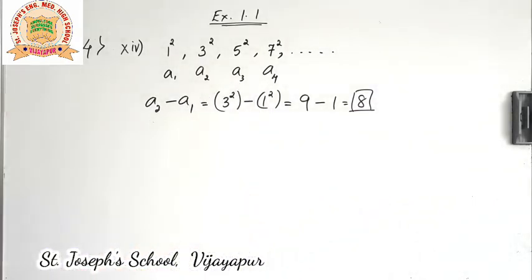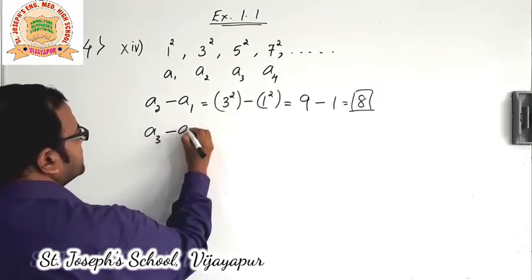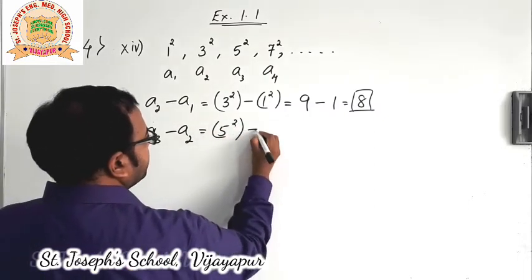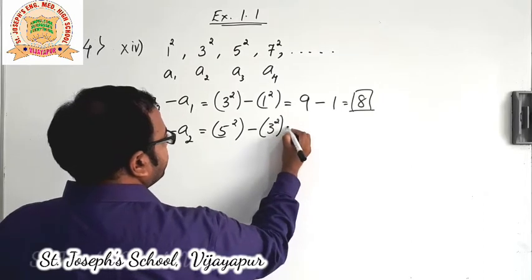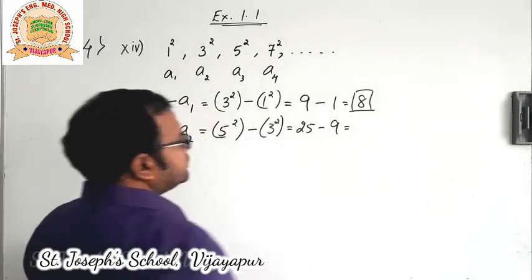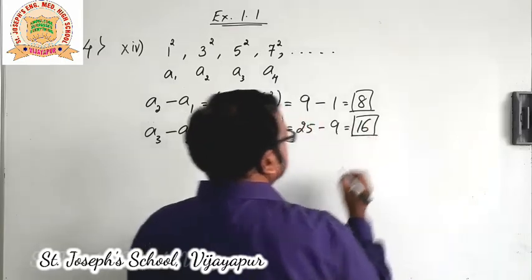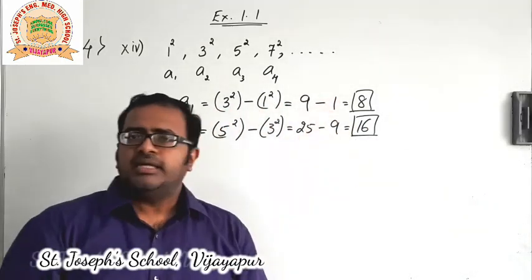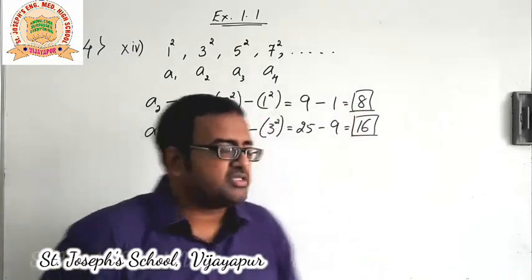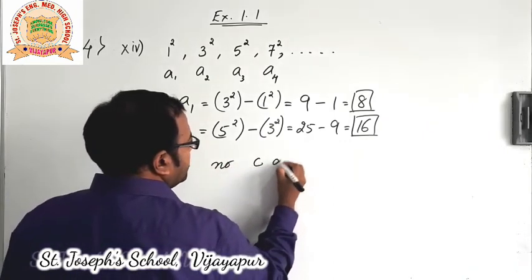Let's find the difference between the next two consecutive terms, that is A3 minus A2, which is 5 square minus 3 square. 5 square is 25, 3 square is 9, 25 minus 9 is 16. There is no need of going further as we have got two different numbers, and therefore there is no constant number as the difference. So there is no common difference.